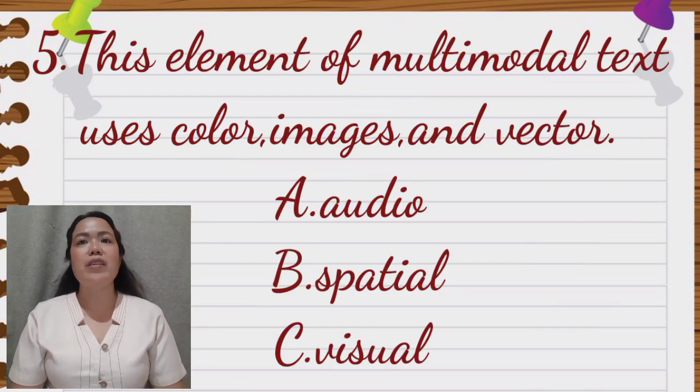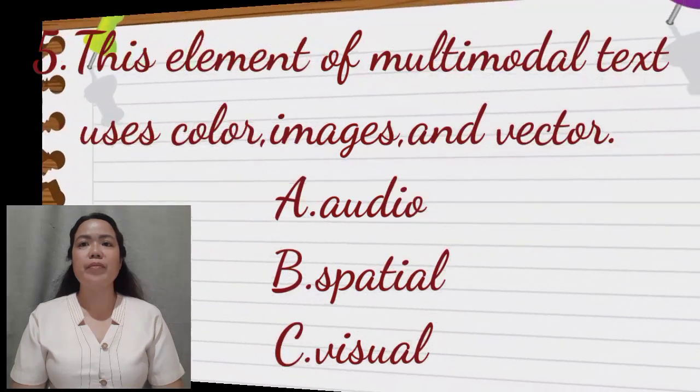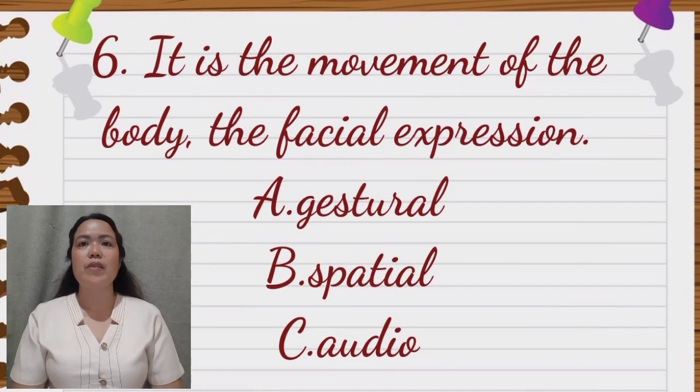Number 5. This element of multimodal text uses color, images, and vector. A. Audio. B. Spatial. And C. Visual. Number 6. It is the movement of the body, the facial expression. A. Gestural. B. Spatial. And C. Audio.